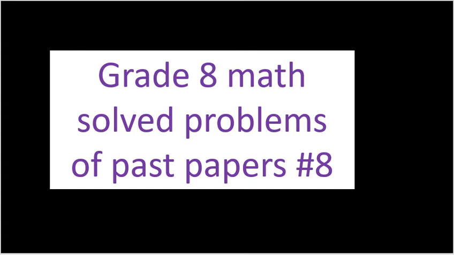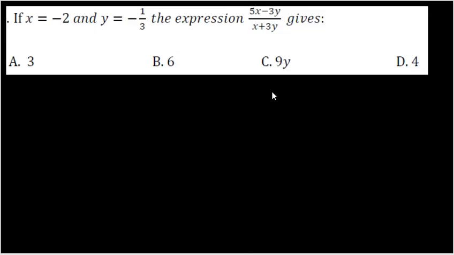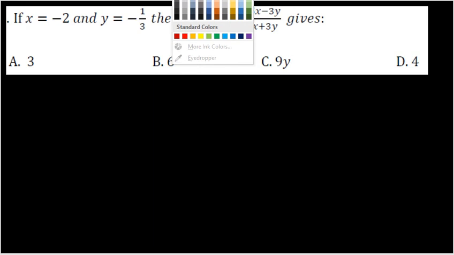This video will continue solving grade 8 past papers of mathematics. The first question for today says: if x equals -2 and y equals -1/3, the expression (5x minus 3y) over (x plus 3y) gives what? So we need to substitute the values of each variable given to us.